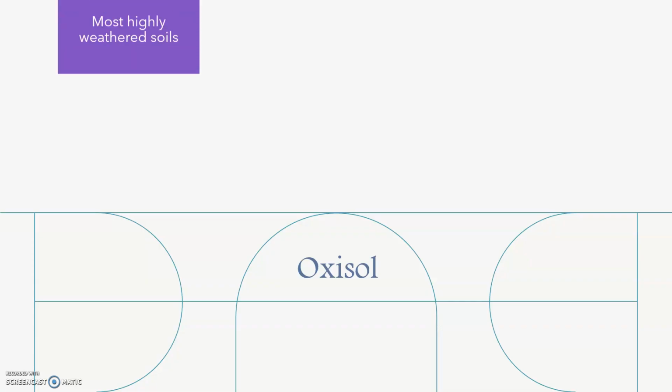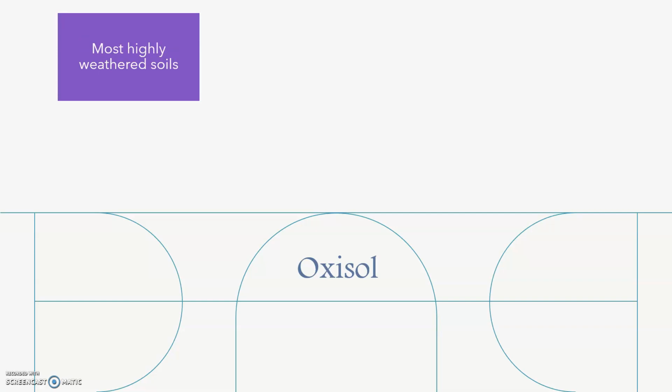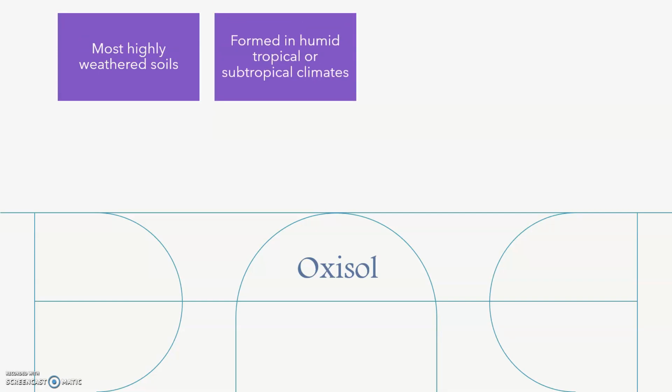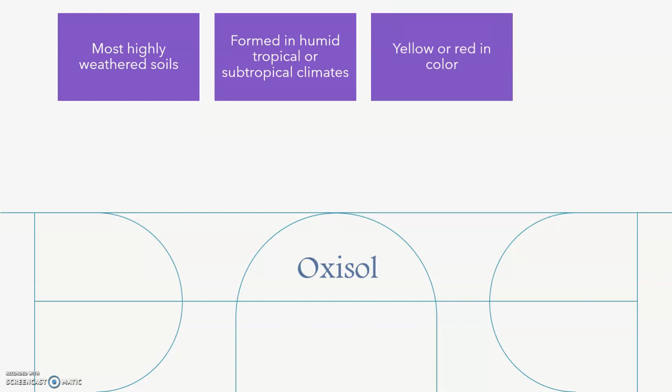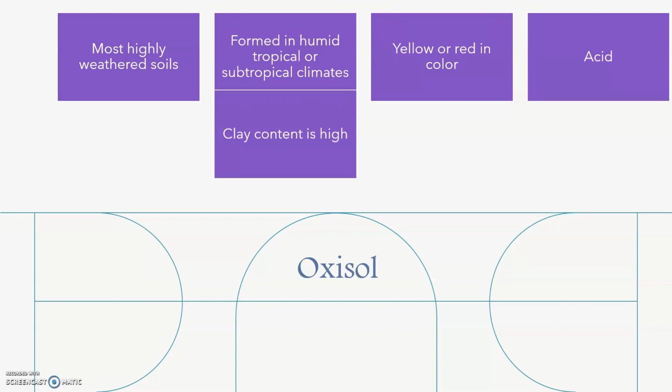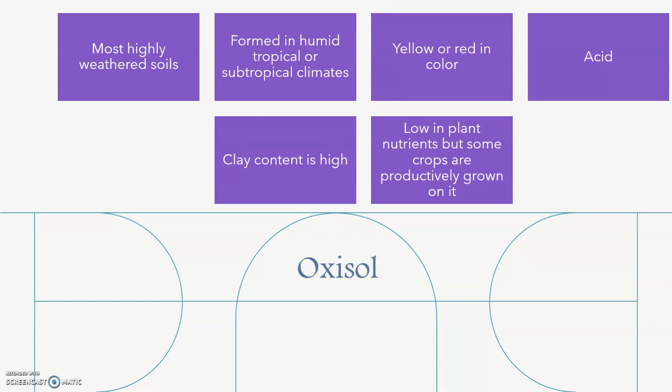Last, we are going to look at oxisols. Oxisols are the most highly weathered soils. They are formed in humid tropical or subtropical climates. They are yellow or red in color and are acidic. They have high clay content and are low in plant nutrients. However, some crops are grown productively on oxisols.